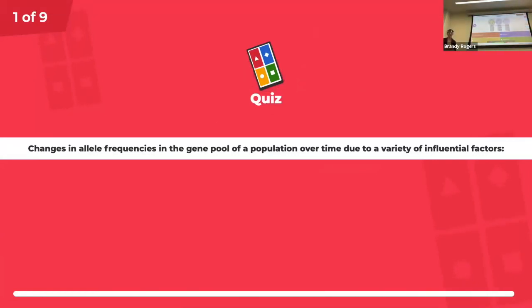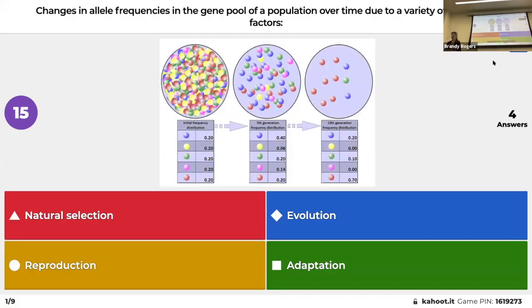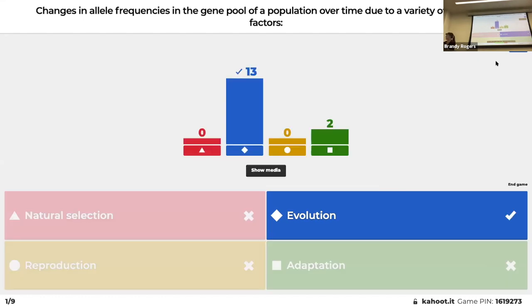Changes in the allele frequency in the gene pool of a population over time due to a variety of influential factors. That sounds familiar. So if you've not played Kahoot before, you just pick the color of the answer that matches your choice. Good, so most of you guys picked up on that. I changed the words a little bit of the definition because Kahoot limits character number, kind of like Twitter. But you figured it out anyway. It means the same thing. Good.